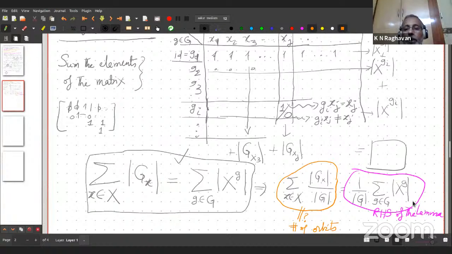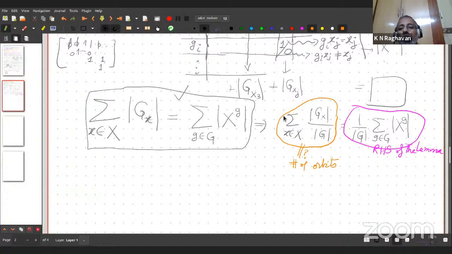Okay. Now let me ask you, how do I show that this is the number of orbits? That's all that remains to be done, right? This is the proof of this. Okay. Let's do it here. I'll go back to color. Now, recall that we had this equality, right? The order of G divided by the order of the stabilizer of x equals the cardinality of the orbit of x.